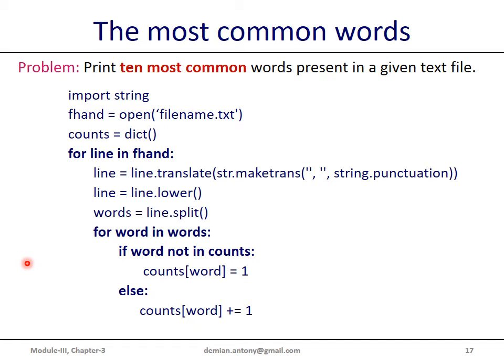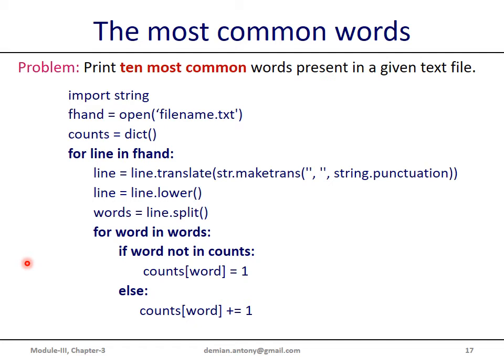Consider the problem of printing the 10 most common words present in a given text file. Assume that we have a text file containing lines, and each line consists of words separated with spaces, commas, and other special characters. How do we print the 10 most common words present in the file?